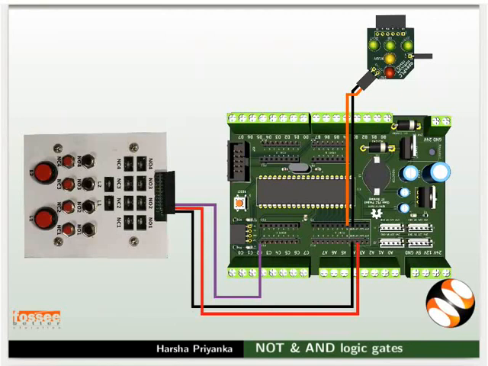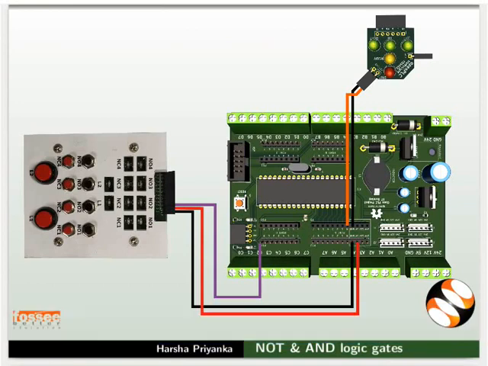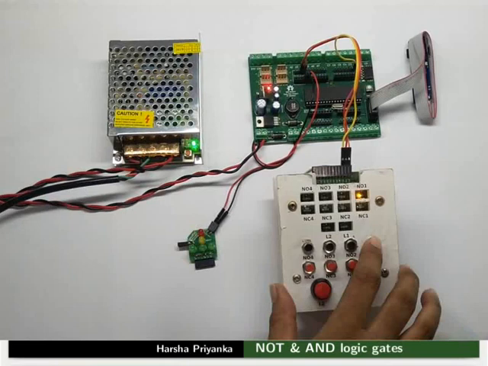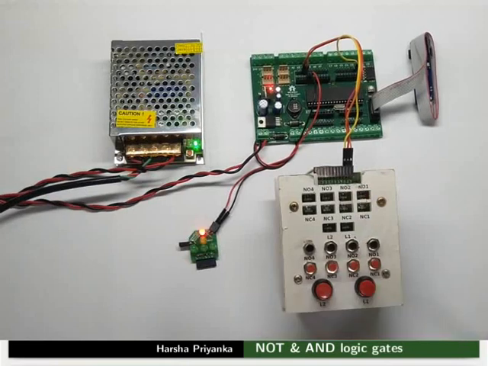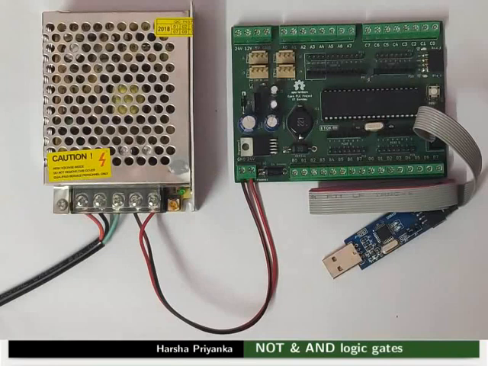After making all the connections properly, turn on the power supply. We can see that the red LED is glowing initially. It will go off whenever the NO1 is pressed. This shows the working of a NOT gate. Turn off the power supply. Remove the connections made for this example.